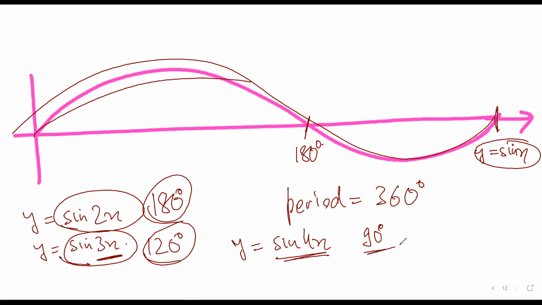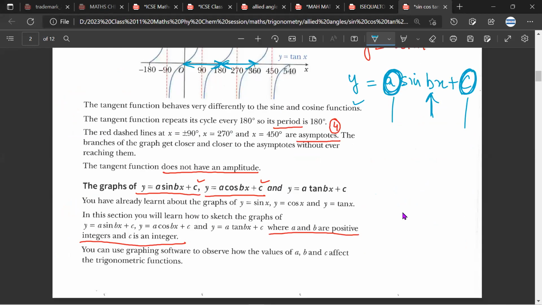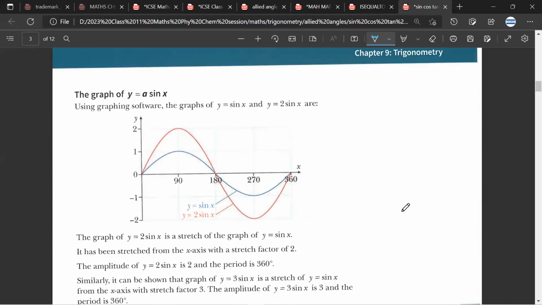So we just want an idea of how the value of this A, the value of this B, the value of this C affect the curve y is equal to sine x. Am I making sense?